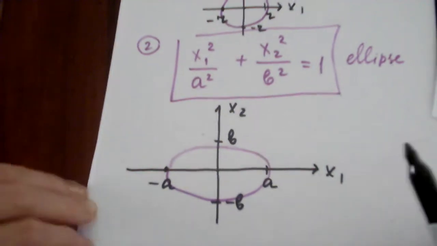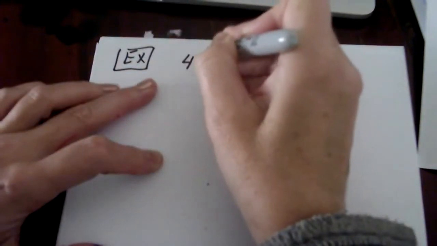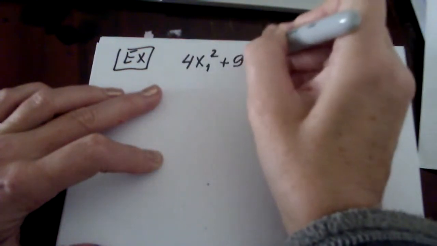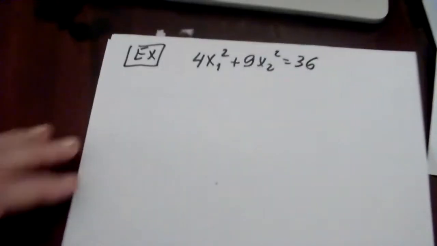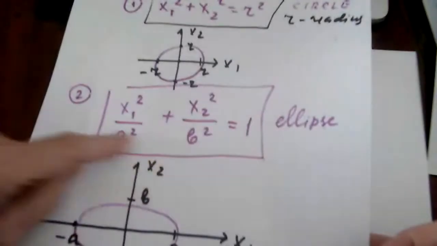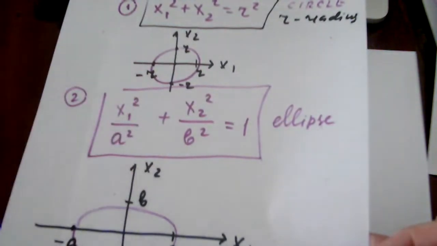We are going through an example now. Let us consider some example just to illustrate how you need to deal with this canonical equation. Example one. Let's imagine that you came across an equation like this: 4x1 squared plus 9x2 squared is equal to 36. And you are asked to draw this curve. First of all, you start comparing it with our standard form, and you realize that it does look like an ellipse a little bit, but not completely.